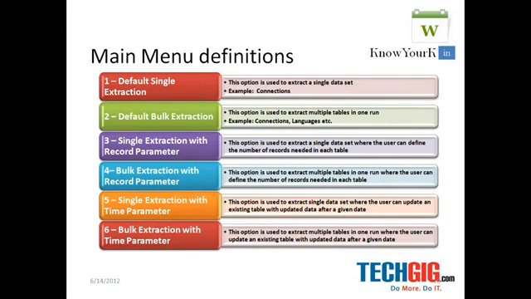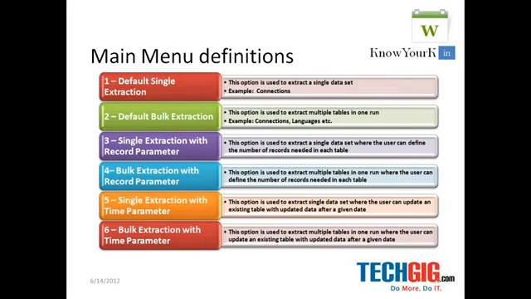So these are the consoles of the system. Basically, you have a single extraction, which is one of the options of NoAkin, used to extract a single data set. If you want a connection data set, you can pull the connection, or if you want a language data set, you can pull the language data set. You can also have a default bulk extraction where you extract a whole bunch of data from LinkedIn, for example connection, language, and other entities like IM chat and all that.